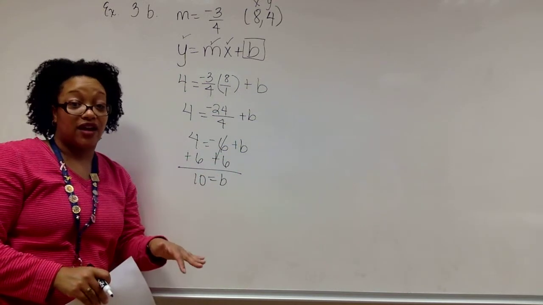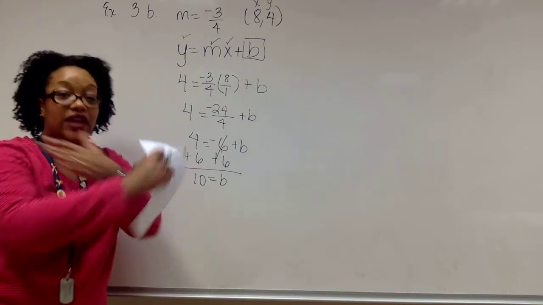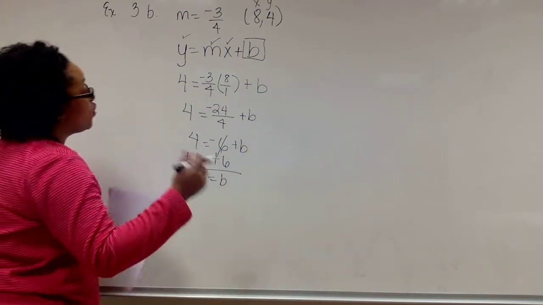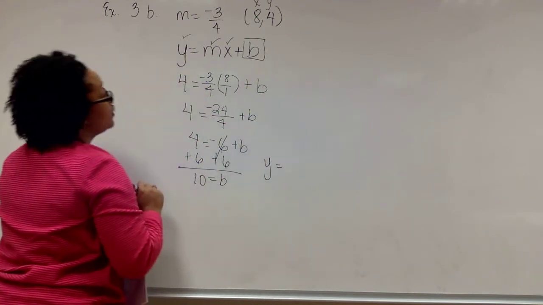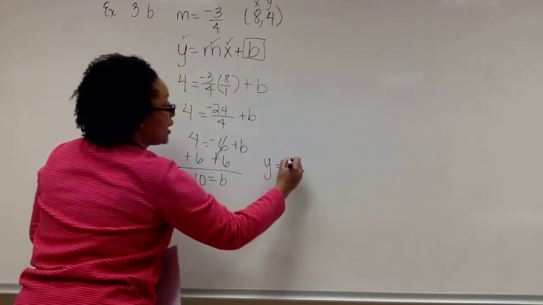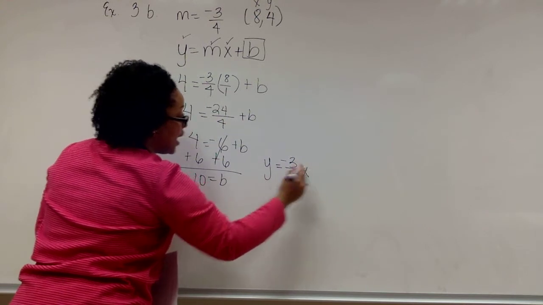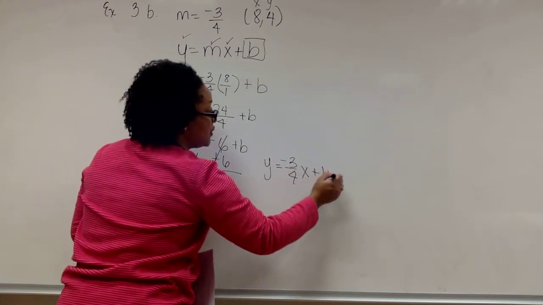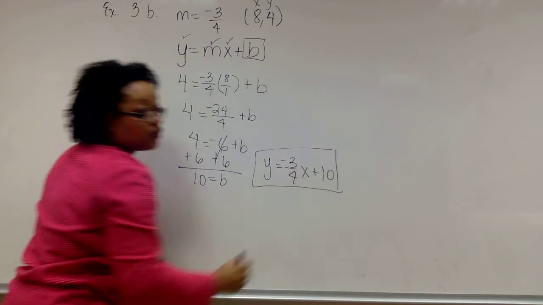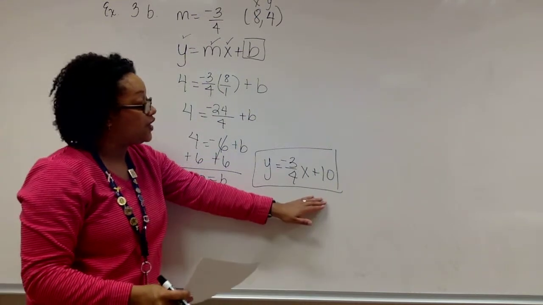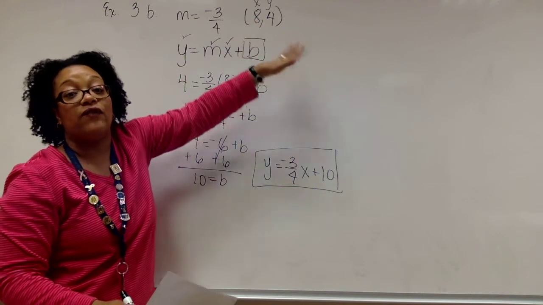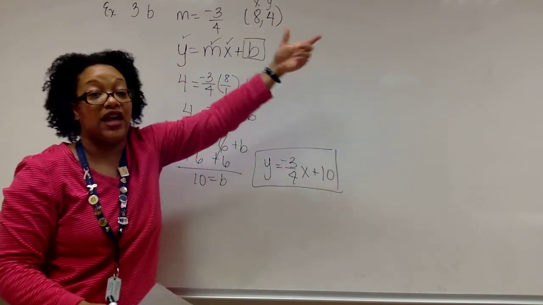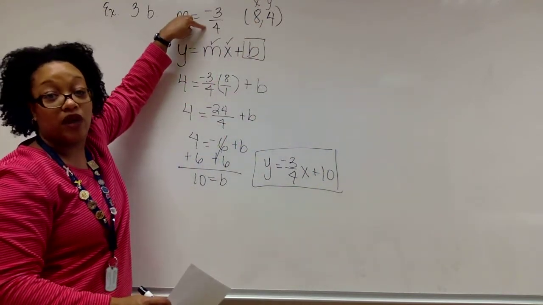But you're not done because your answer is the equation. So the equation for this line is y equals the slope, which they gave you, times x plus 10. That's the answer that you box. This is the equation of the line that includes this point. And if I wanted to find any other points on that line, I would use my rise over run.